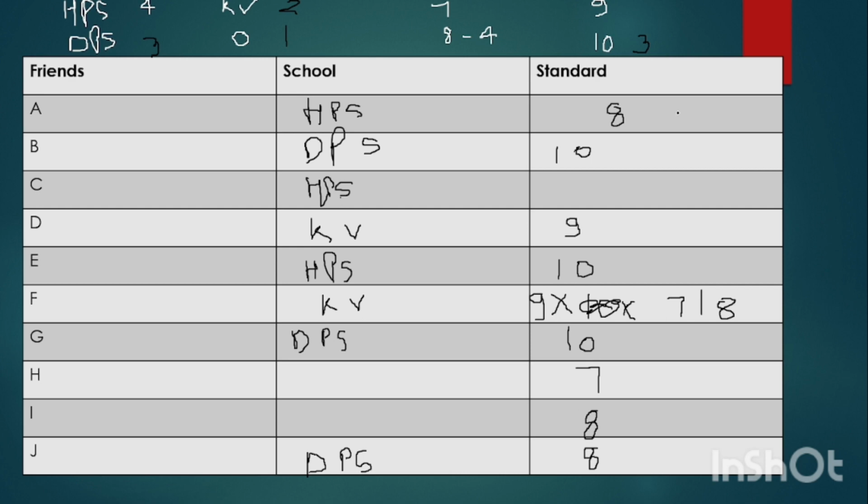We got how many eights? 1, 2, and 3. And we know every number is distinct over here. For DPS, only B and G were the same. So B 10, G 10, and J 8. We are done. For KV, we shall have distinct numbers. So one is 9 and one over here is 7 or 8. We are done. Now, which school are we left with?